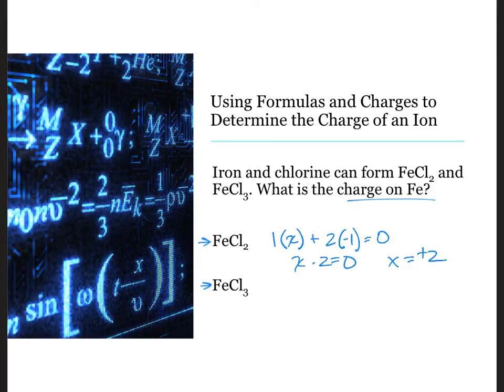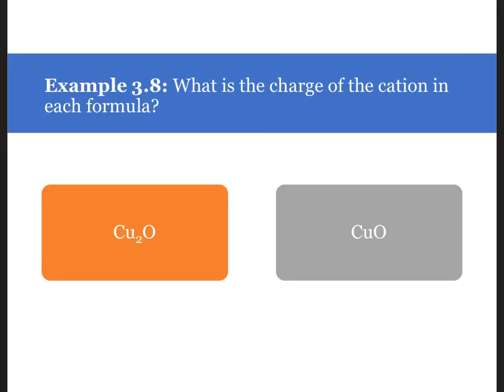Using the same process for FeCl3, we take 1 iron atom times an unknown charge X plus 3 chlorine ions times a charge of -1 equals 0. Solving for X, we see that iron has a +3 charge in this compound. Here are 2 for you to try. Pause the video and use the same process to determine the charge on copper in the 2 compounds.